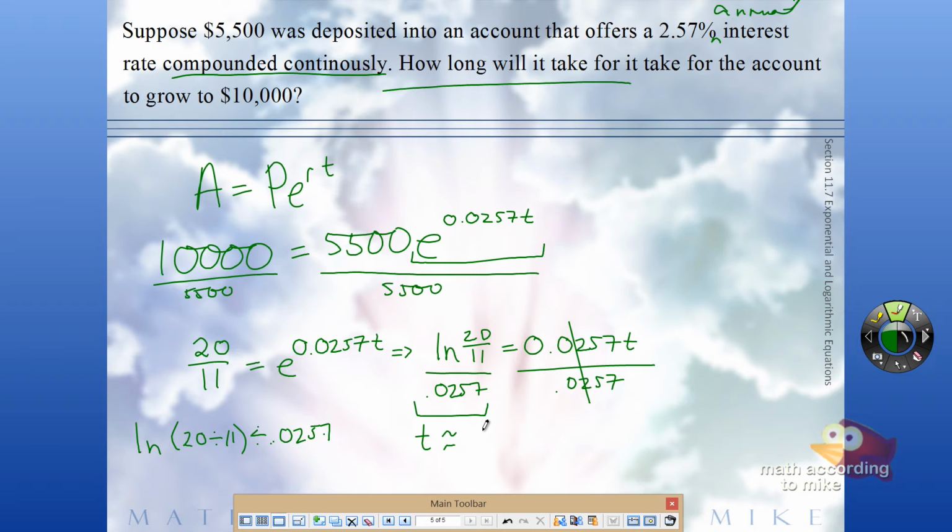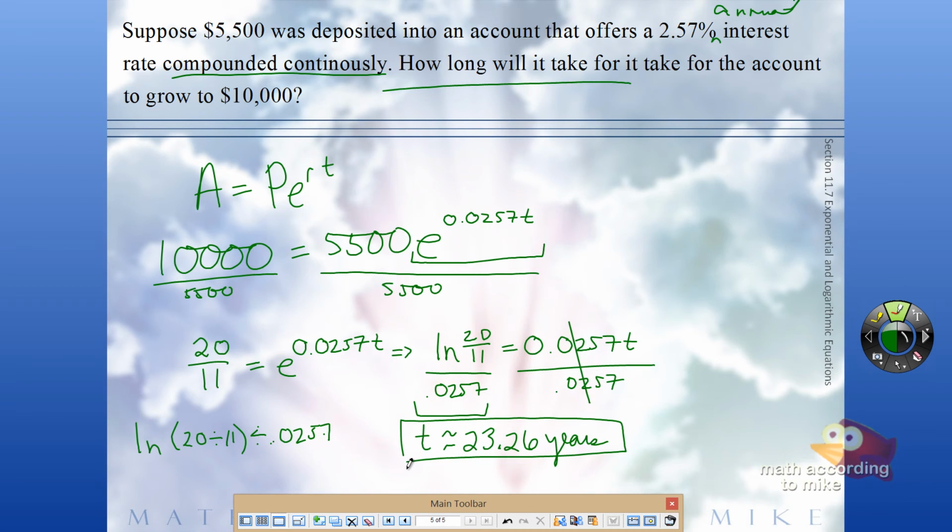If we round to two places, you get 23.26, and the unit for t is years. So in 23.26 years, your account will go from $5,500 to $10,000.